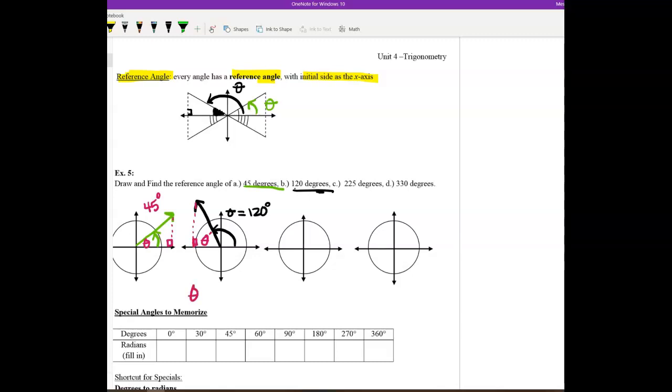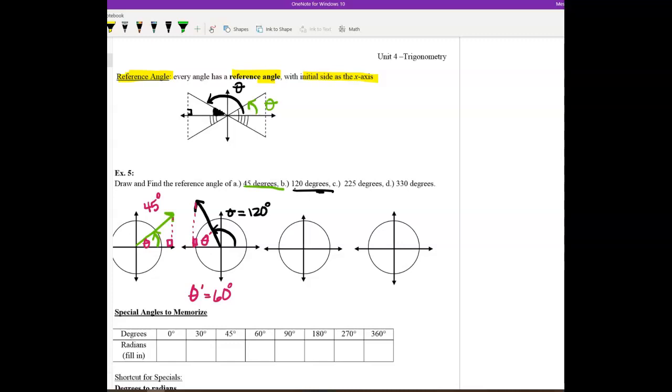So if we come from the starting point all the way to 180 degrees, and then I back it up by the reference angle, then I get 120 degrees. So what's that missing angle? That missing angle is 60 degrees. 60 plus 120 is 180. So basically I took 180, subtract 120, and I got 60 degrees for the reference angle.